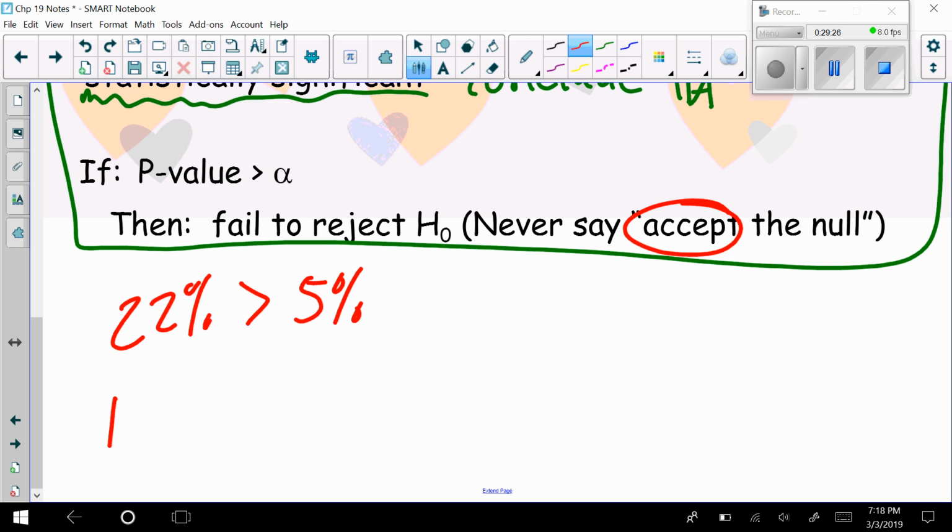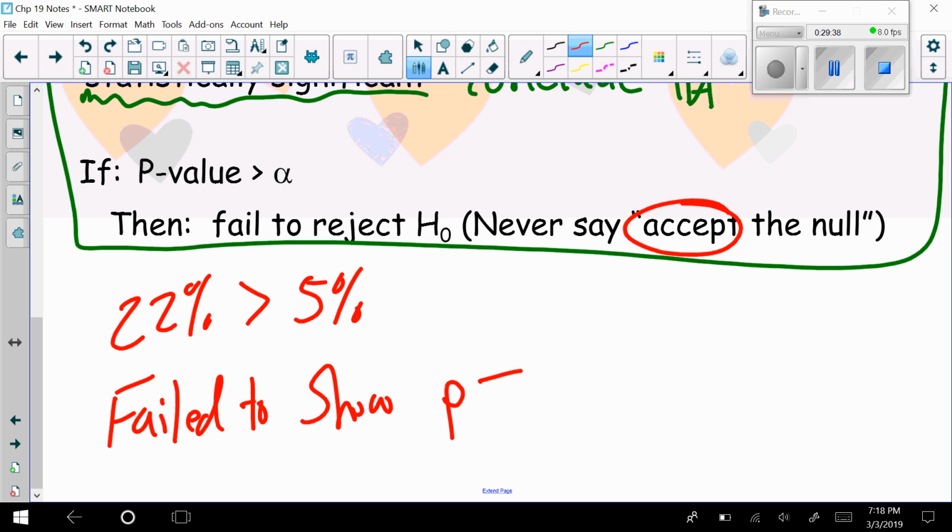So on our last example, I just failed to show that p was less than 30%. Okay, I did not prove that p was equal to 30. There's a huge difference there.